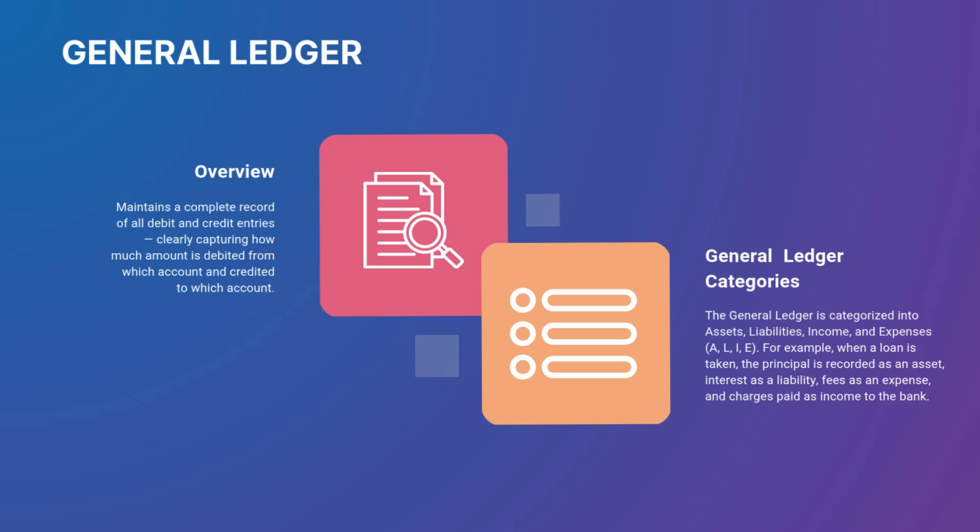Now, to provide clarity and structure, the General Ledger is categorized into 4 standard groups, known as ALIE, where A is for assets, L for liabilities, I for income, E for expenses. Let's understand these with a simple banking example.